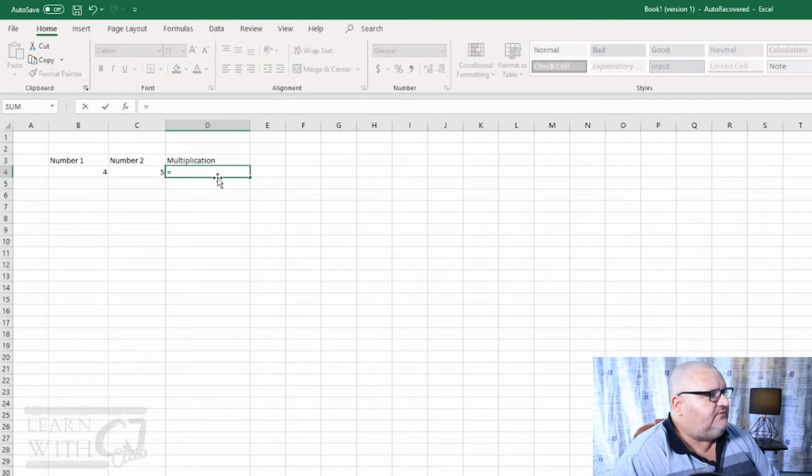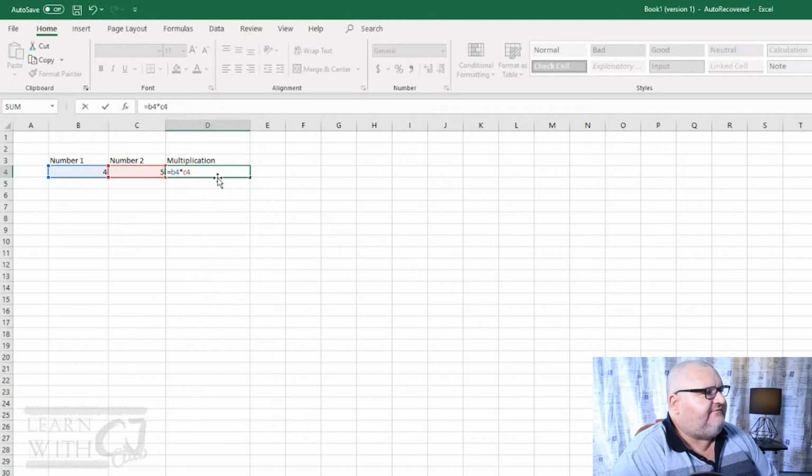We type in equals B4. Now in this case, the multiplication symbol is actually Shift 8. So you'll see the star on the top of the 8 key. We need to get to that. So you simply go Shift 8 and that will actually insert that.